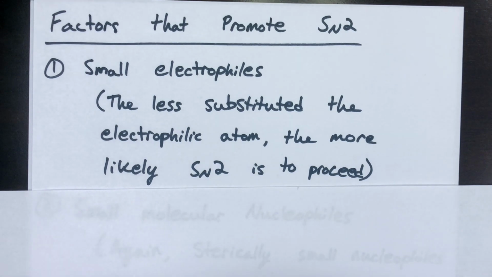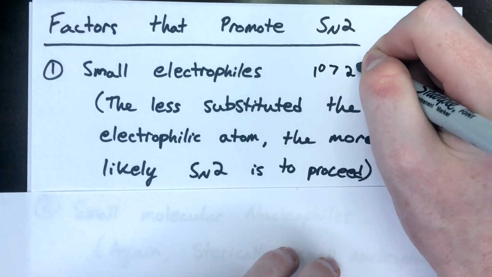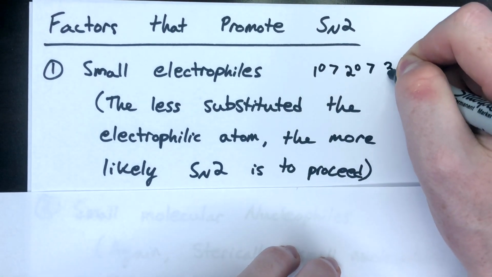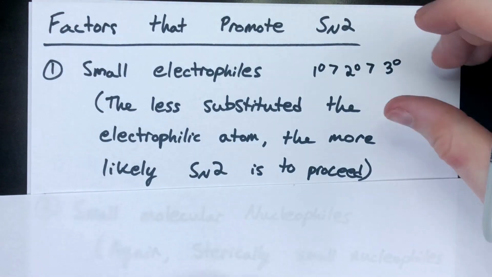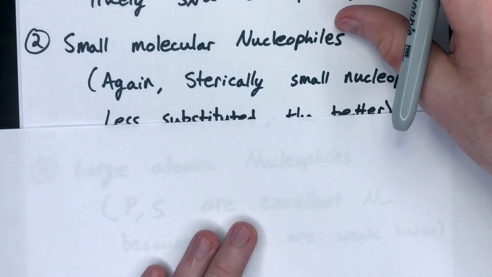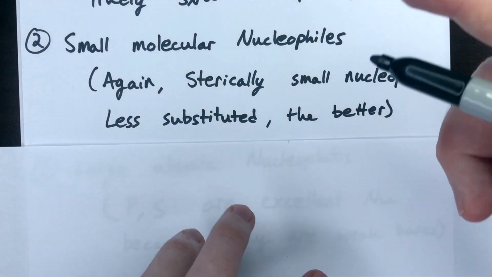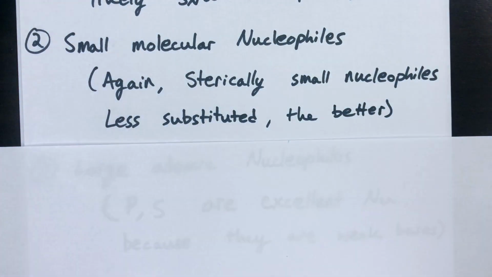So what that means is a primary electrophile is more likely to proceed in SN2 than a secondary or a tertiary. So let's put that here. So primary is better than secondary, which is better still than tertiary for SN2 type mechanisms. Next is the small molecular nucleophile. So what this means is the smaller the entire molecule of the nucleophile, so the less substituted that is, the better that nucleophile will function.